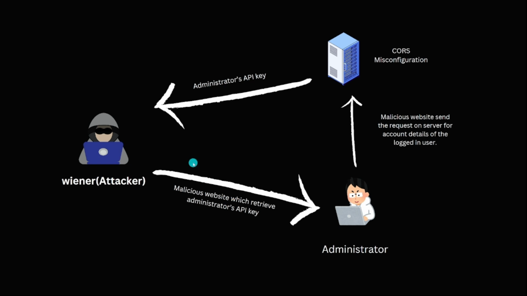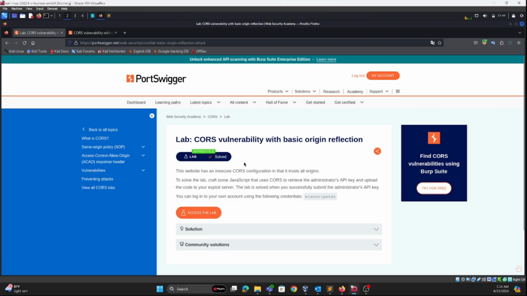Let's jump here. We are provided with a wiener user which the attacker will use to analyze the application and create a malicious website which retrieves the administrator's API key. In this case, the attacker uses the exploit server to host the malicious application. As soon as the administrator clicks on the link, the malicious website sends the request to the server which contains the CORS misconfiguration, so the attacker will be able to see the response in the malicious server log. Let's analyze the application now.